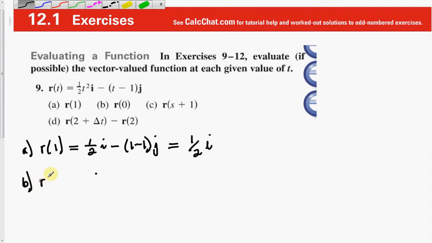Part B, r at 0 is 1/2 times the 0 squared I minus 0 minus 1j. So that just gives us j.